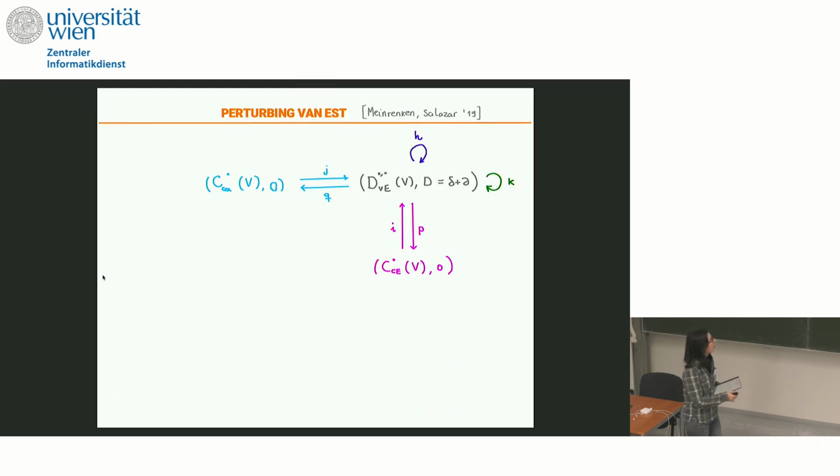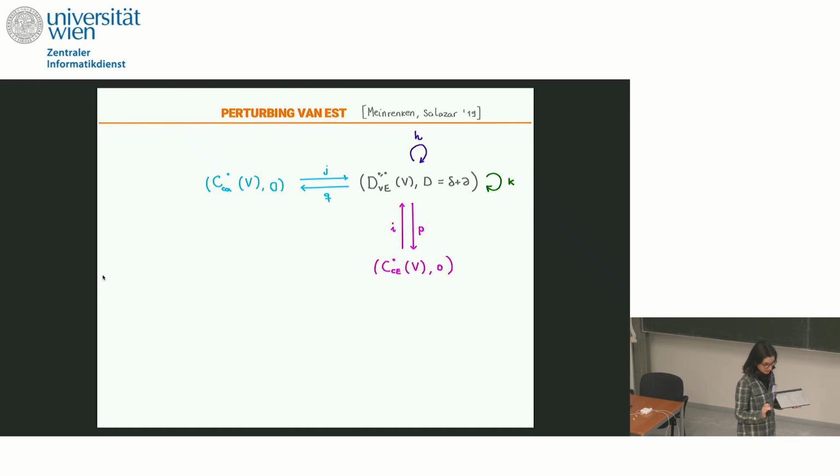Okay, so the idea that we used is due to Mehrenken and Salazar from 19. The idea is really to perturb the Van Est double complex. You see what we have: our two retracts here, the one that connects the coalgebra complex without any differential with the Van Est, and the one that connects the Chevalley-Eilenberg, no differential, with Van Est.